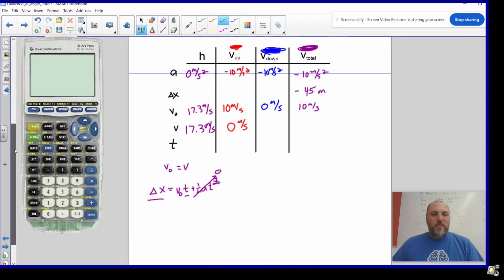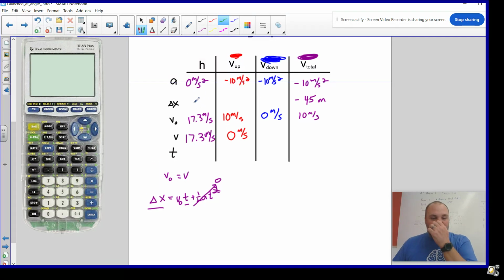I know that to get the total range or the horizontal distance, I'm going to need to borrow the time from the total trajectory. So let's start there first. I've got acceleration, displacement, and v initial. If I wanted to find time, you'll notice there are 2 ways that I could do this. I could go straight to the second kinematic equation, where displacement is v initial t plus 1/2 at squared, and I could solve for time using the quadratic formula. I really don't prefer that method.